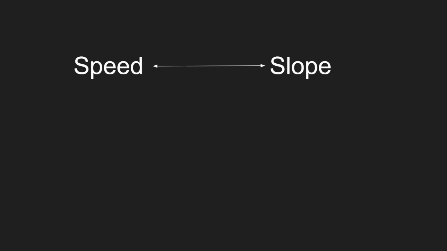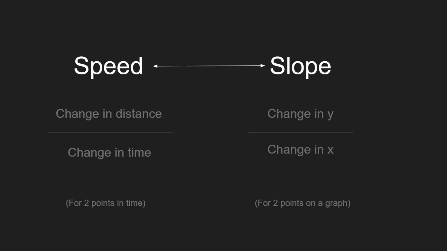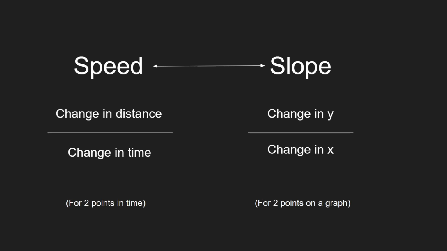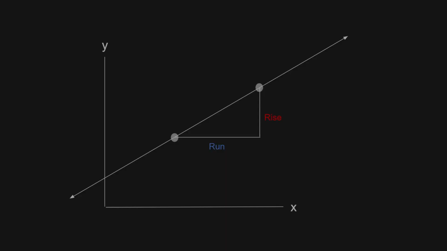Speed is basically the same thing as slope, it's just that there's a distance and time involved with speed, but slope and speed are basically the same thing. Slope is just speed, but for graphs. Notice, in speed, there is a change in distance over a change in time, where in slope, instead of time and distance, it is a change in y and a change in x.